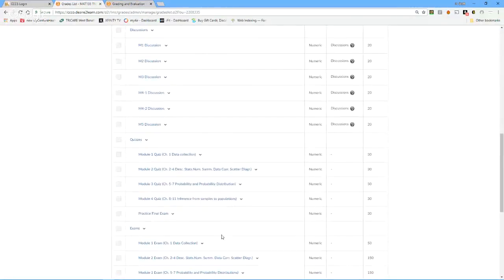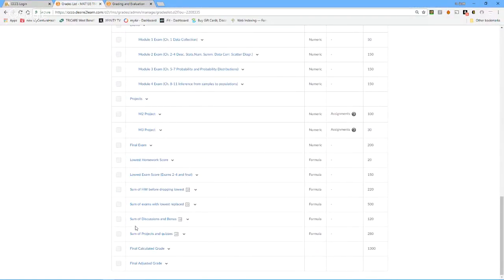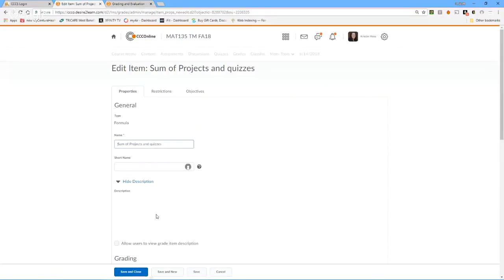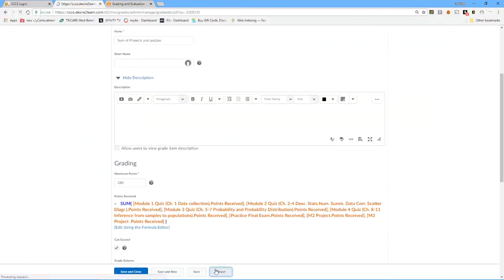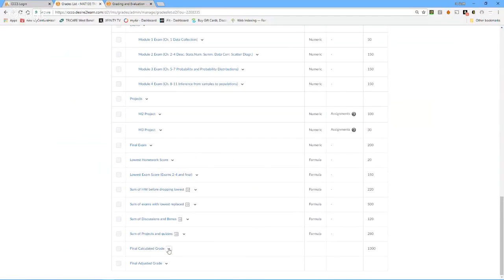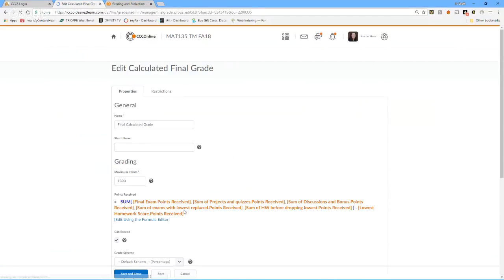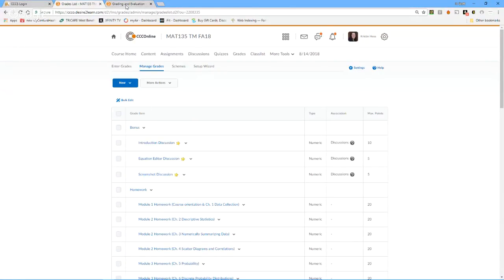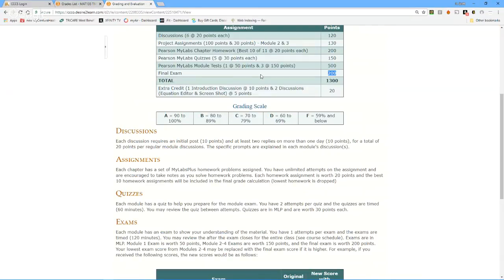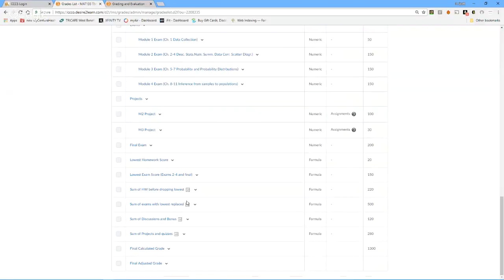Once I have all that in, I totaled up the discussions and the bonus, and I did that in one step. I summed the projects and the quizzes in one step as well because there's nothing special there. Again, that's just a formula where I went in, used the formula editor, and added the sum of all of those. And once I had all of those, I went to the final calculated grade and added all of that up together and made sure it was out of 1,300. And because there's extra credit, I also made sure to click the option that it can exceed that.